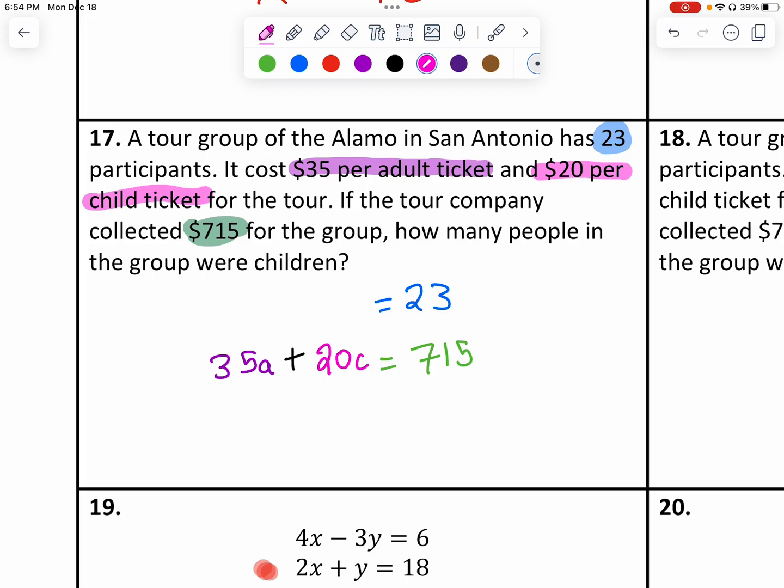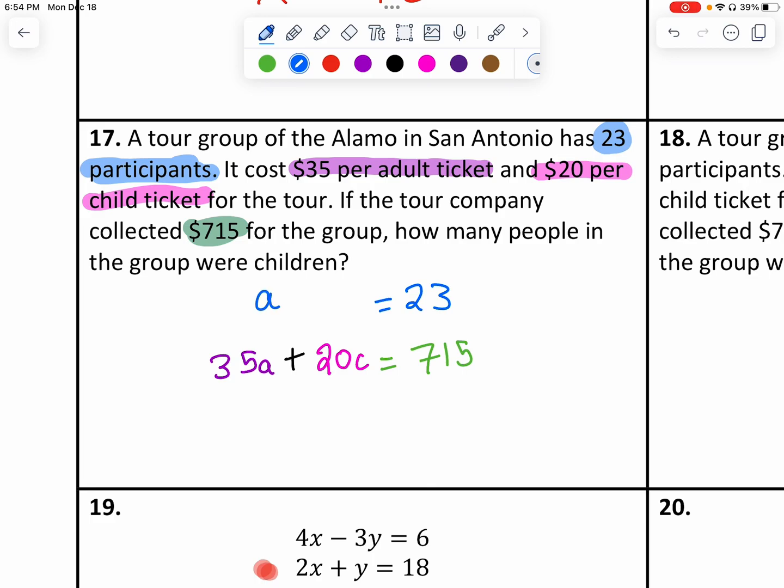Now, how do I figure out what's equal to 23? Okay, it's in the first sentence. A tour group of the Alamo in San Antonio has 23 participants. It doesn't tell me how many participants are adults and how many are children. So that's what I've got to figure out.